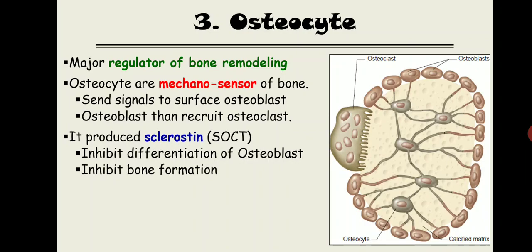Clear? Let me repeat one more time. Osteoblasts are situated at the periphery. They are bone forming cells. Osteoclasts are also present at the periphery. They are bone removing cells, and osteocytes are present inside the bone.